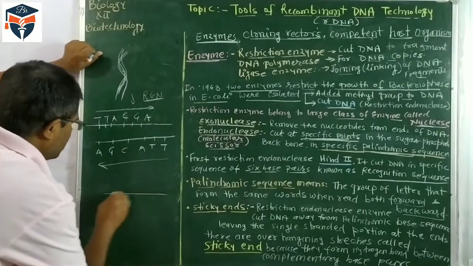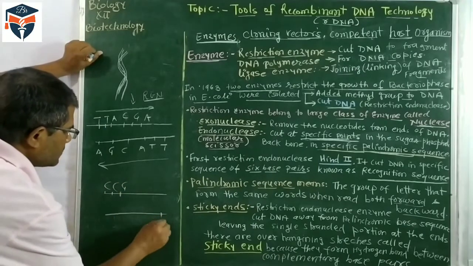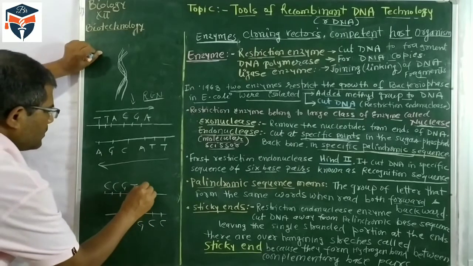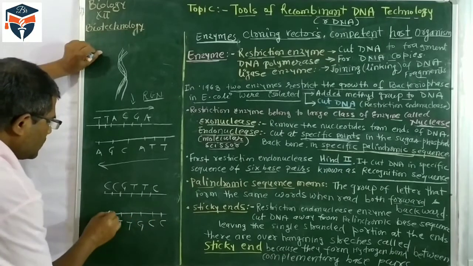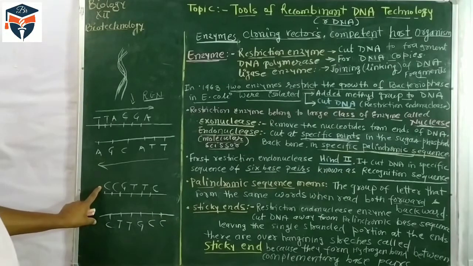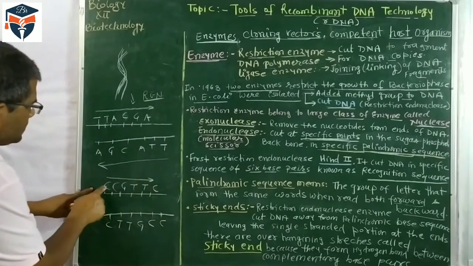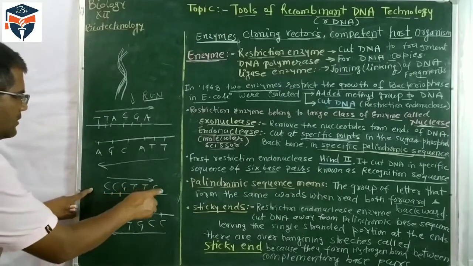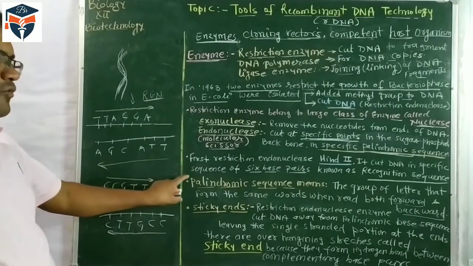So if I am taking CCG, here also you should write C, C and G. It is T, T and C. So here T, T and C. This is also a fragment which is a palindromic sequence. So CCG, in this direction, CCG; here also in this direction, CCG. TTC, it's a TTC.